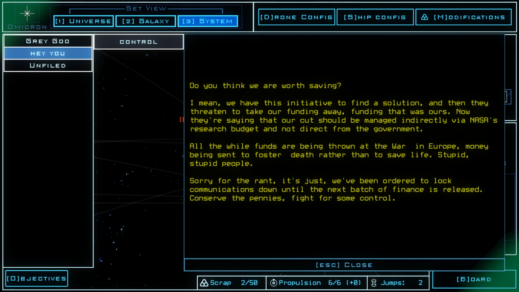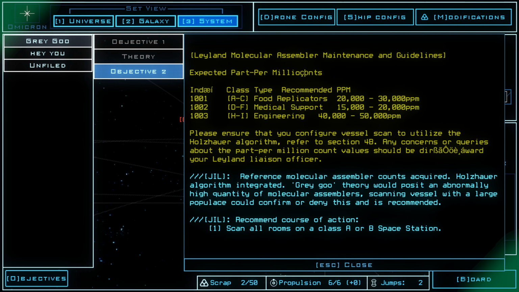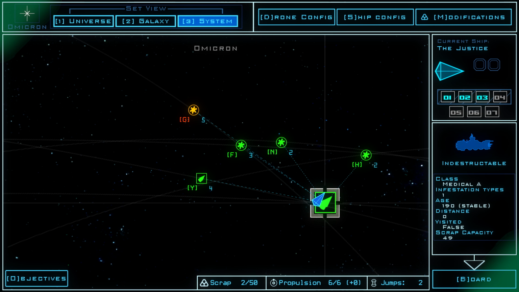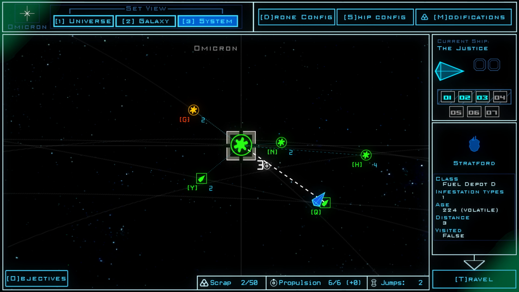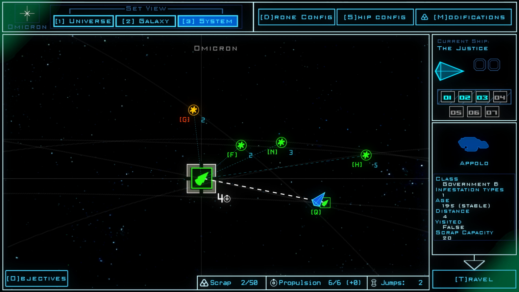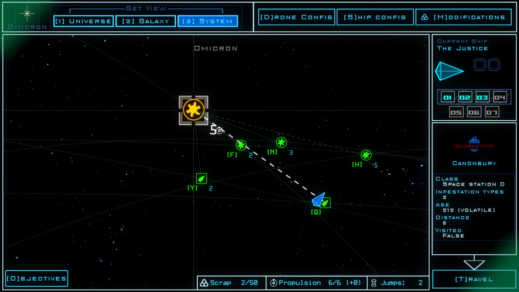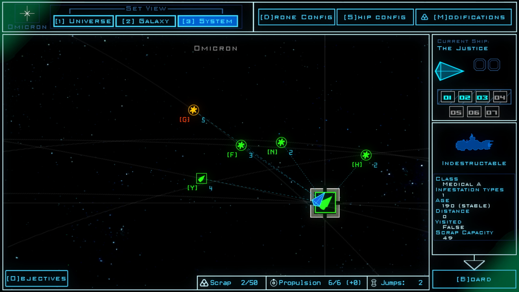Okay, so I've still got to do the space stations. Interesting. Fuel depot, space station C, fuel depot, government B. Space Station D, and that's quarantined. All right. Well, this gives us something interesting to jump back into next time.